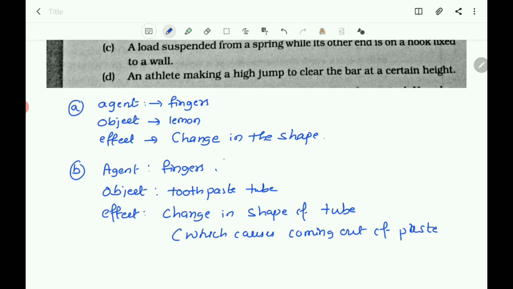Here also change in shape means that causes, you can write which causes what? Extracting the juice, juice extraction.